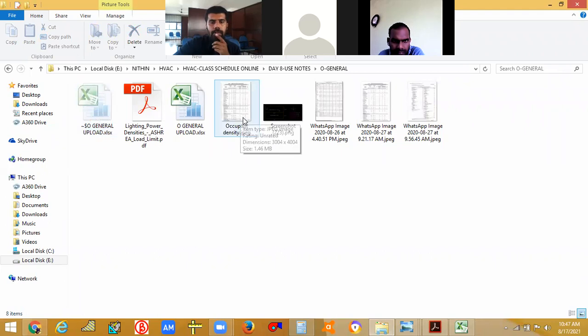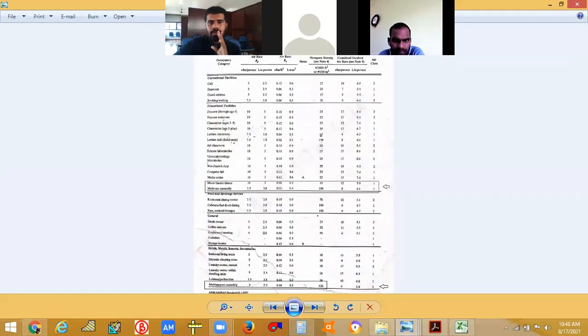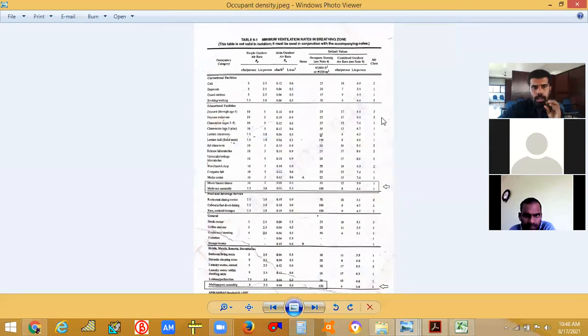And there is ASHRAE. By the ASHRAE, there is an occupant density sheet. According to different categories, there are different occupant densities. How many people should be there in this particular room, or in a bedroom, or in a classroom? According to the area, the ASHRAE has given a minimum occupant density.